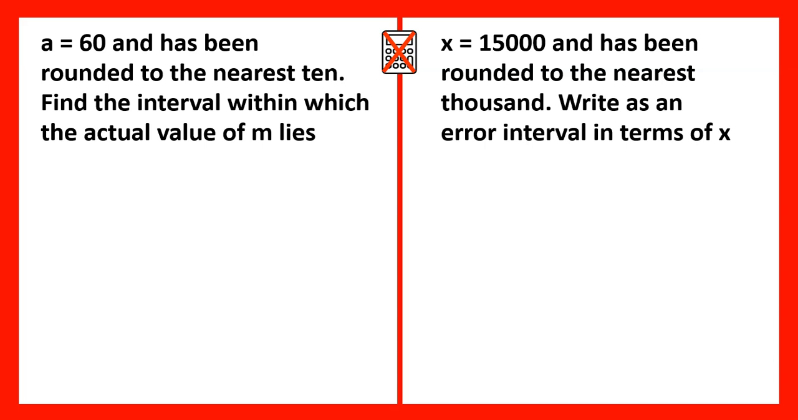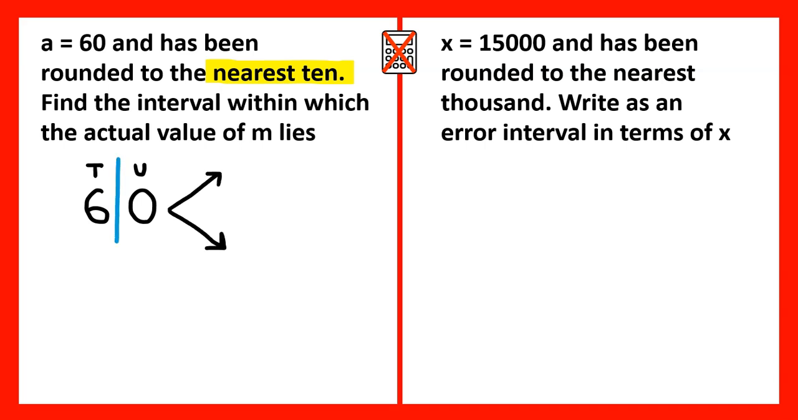For the first question, a equals 60 and has been rounded to the nearest 10. Identifying where the rounding line would go when rounding to the nearest 10 will be helpful. This is my units column and this is my tens column. So rounding to the nearest 10 would place my rounding line here.